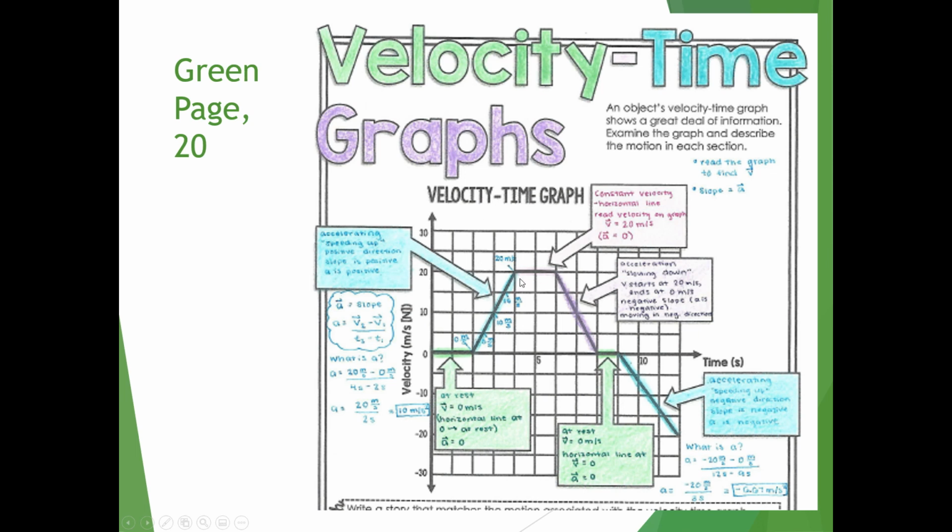The next section is also a horizontal line. This is a constant velocity. So you read the velocity on the graph. This is 20 meters per second north. And you should put the north here.